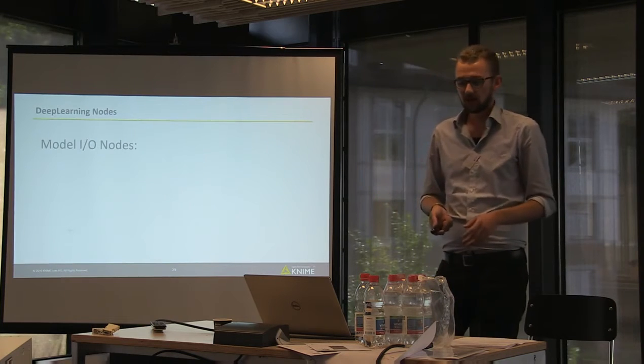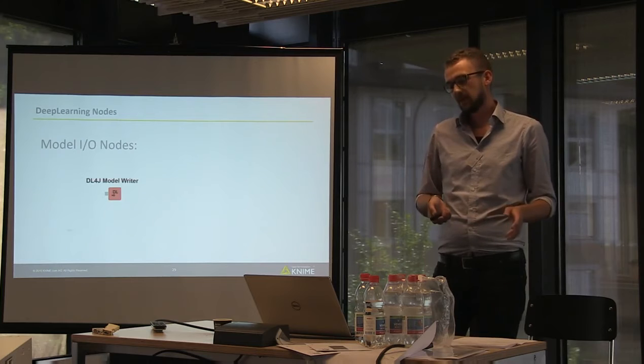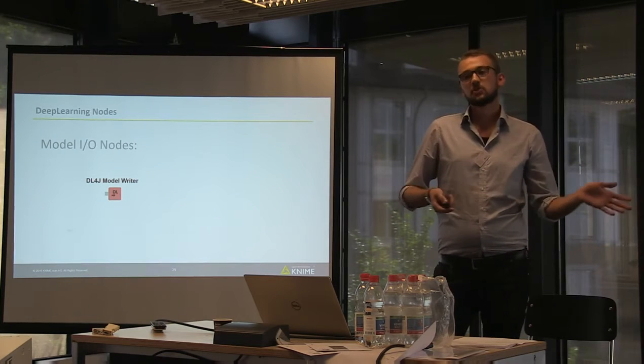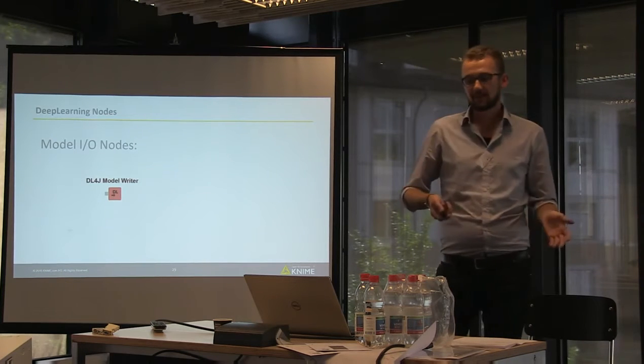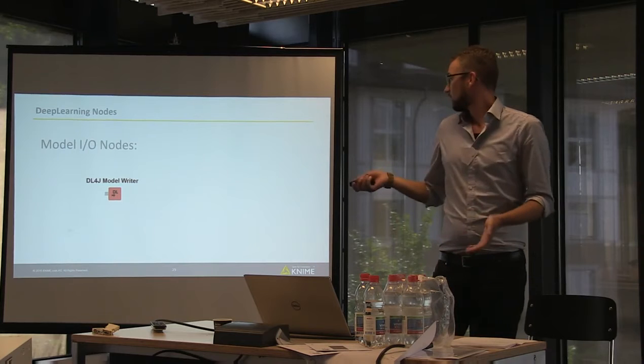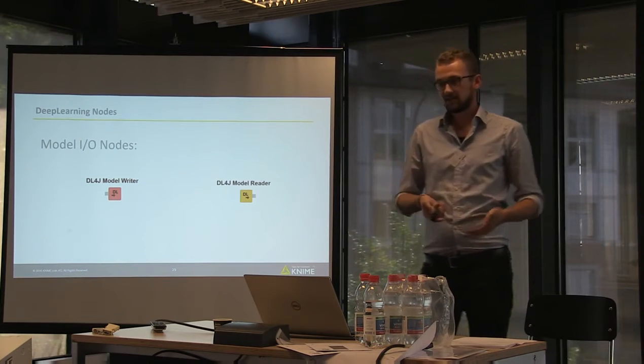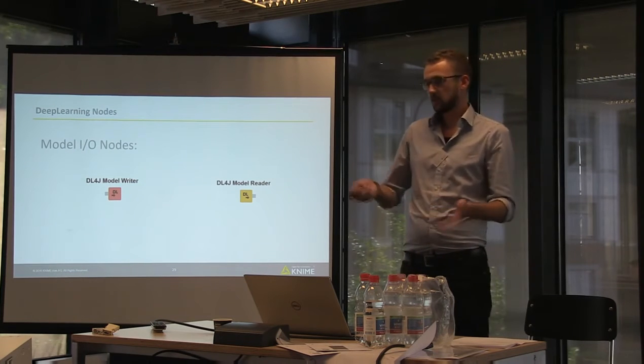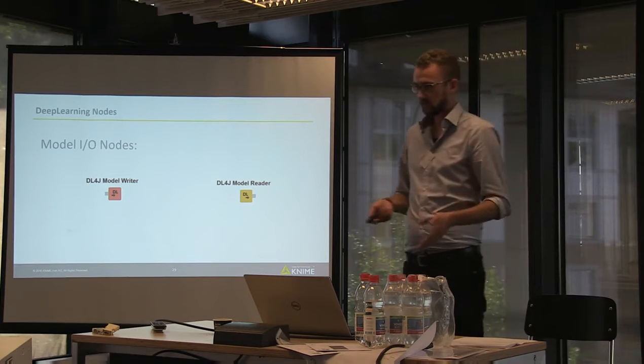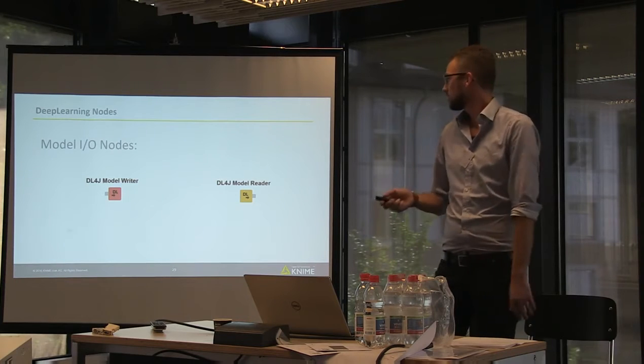Then we have model input and output nodes. It may be very beneficial, after you train the network, to write it to disk and to share it with other people. So we have a node for that, called the deep learning model writer, and corresponding to that the reader, which just points to a file, and you can read a pre-trained model and use it for predictions.